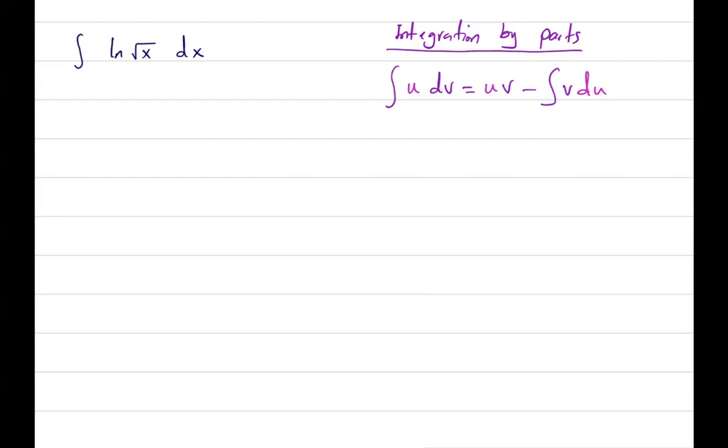So what's the choice of u? What's the choice of dv? The choice of u, let us take ln of square root of x as our u, and let dv be dx. So in that case, when you're taking the derivative of ln of square root of x, it is the derivative of square root of x divided by square root of x itself, dx.